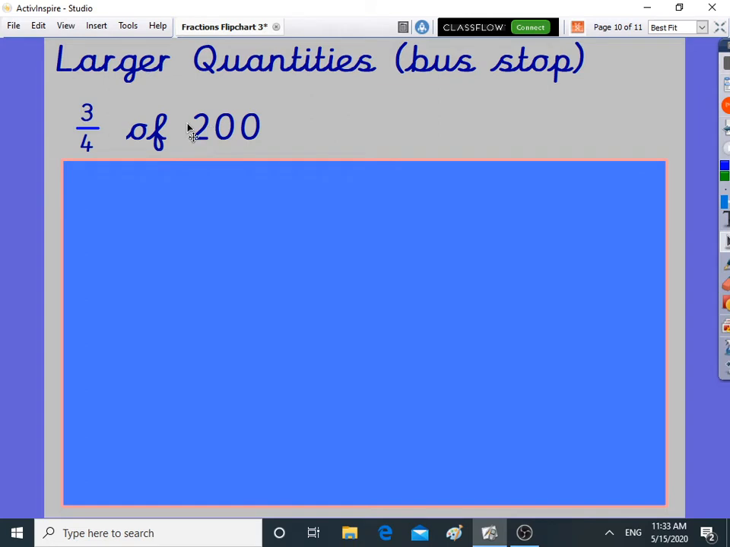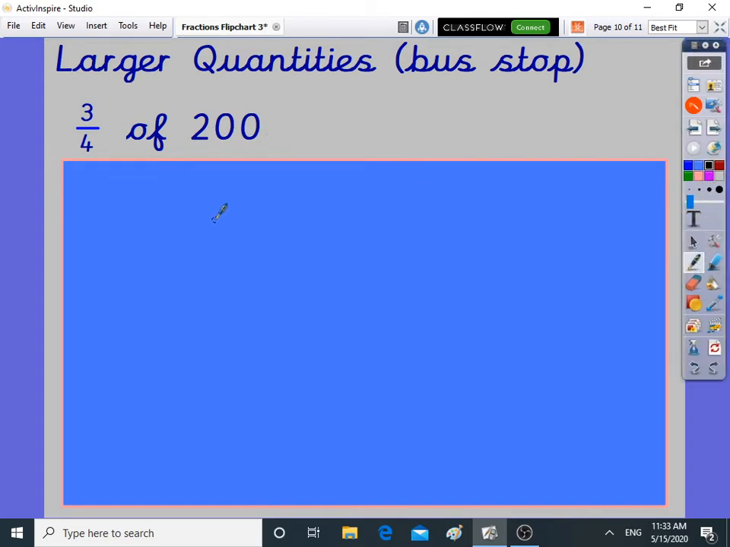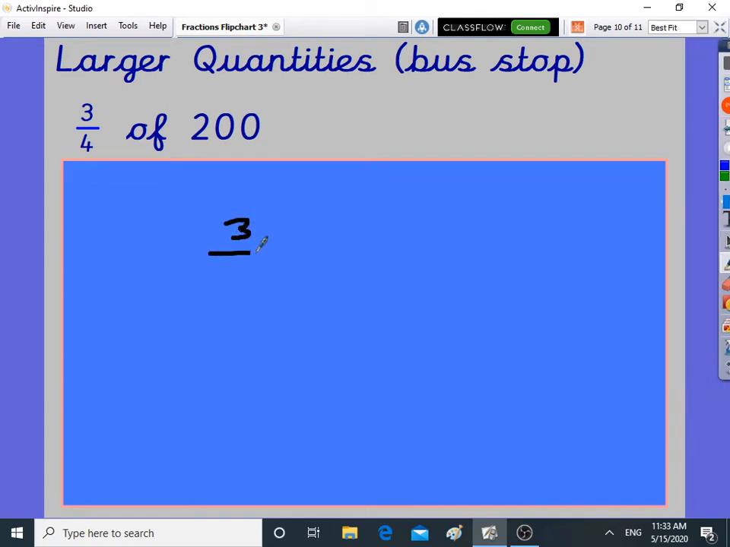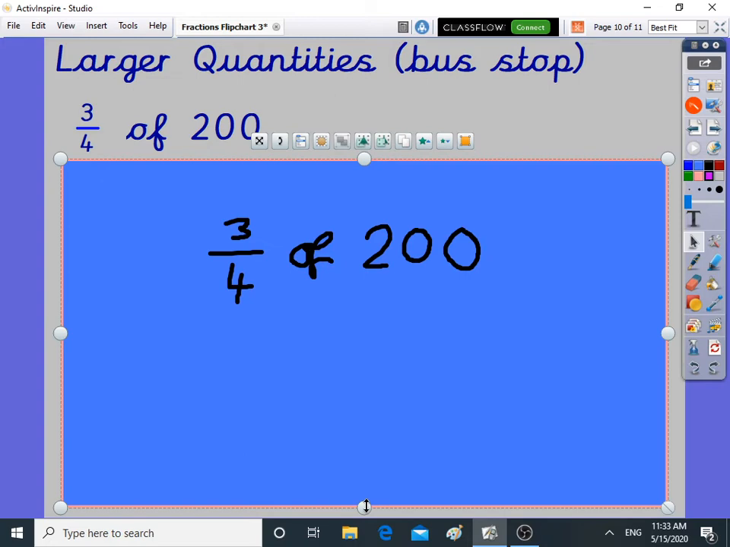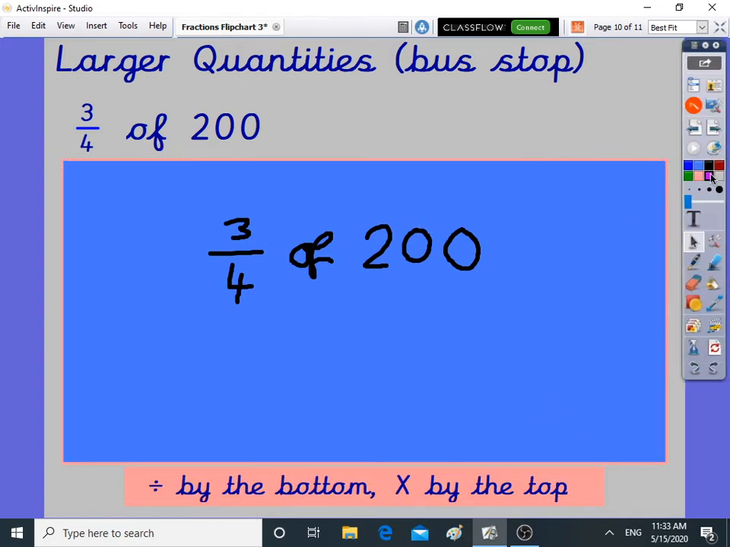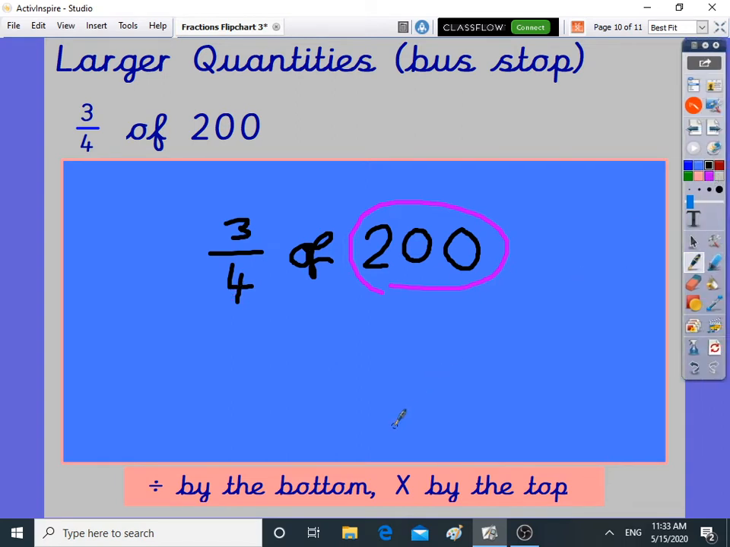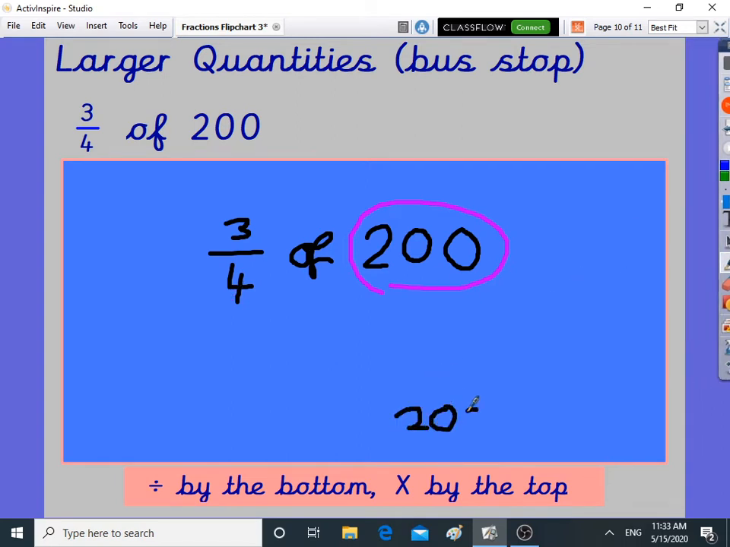Because when you're doing 3/4 of 200, let's write that here, 3/4 of 200, you might not be able to do the division in your head. So the rule that we just mentioned was divide by the bottom, times by the top. There it is. So I've got to get my quantity, which this time is big, it's 200. And I've got to divide that by the bottom. 200 divided by 4. You might be able to do that in your head, but if you can't, this is where you'd use the bus stop.